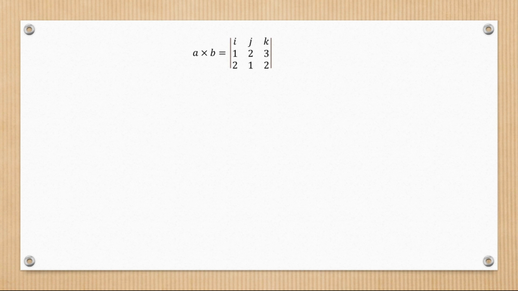So for the i values we have 1 and 2. For the j values we have 2 and 1. And then for the k values we have 3 and 2. So when we cross them, we'll have (2 times 2 minus 3 times 1)i minus (1 times 2 minus 3 times 2)j plus (1 times 1 minus 2 times 2)k.